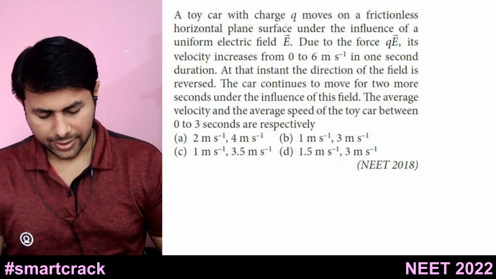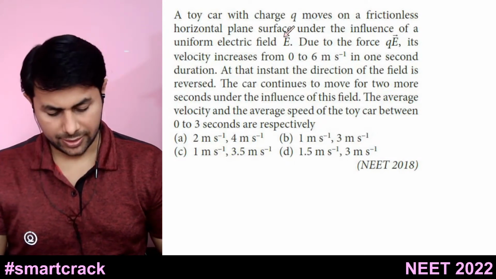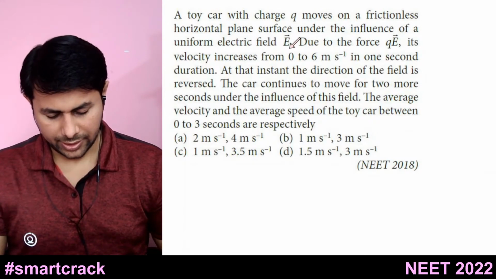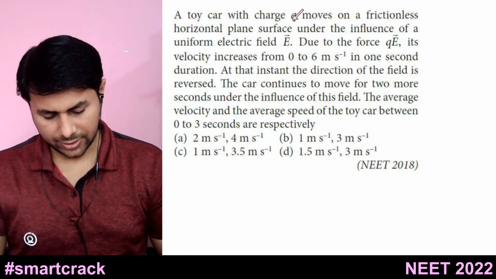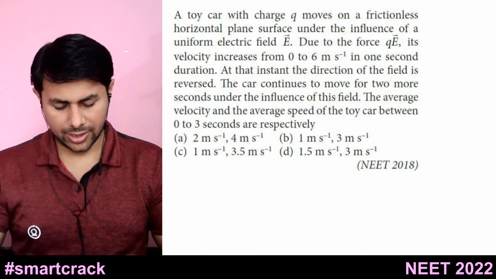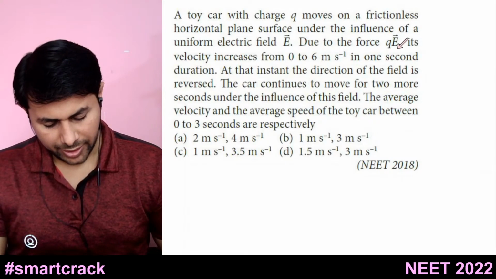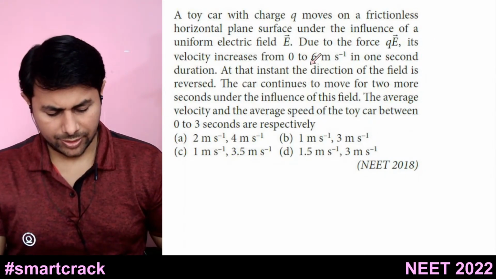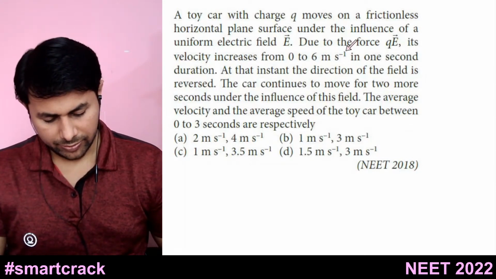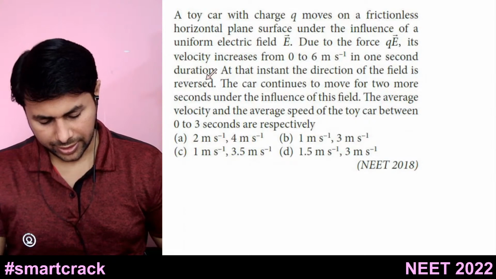A toy car with charge Q moves on a frictionless horizontal plane surface under the influence of electric field E. There is a toy car, it has got charge Q, and therefore if you keep it in an electric field, it is going to get accelerated. Due to the force QE, its velocity increases from 0 to 6 meters per second in 1 second.